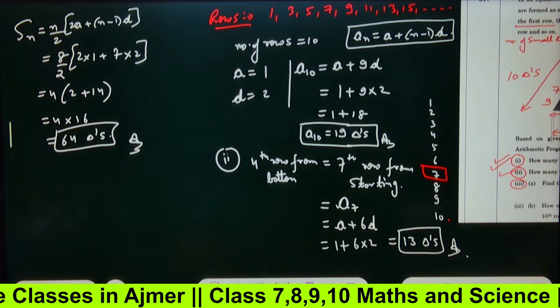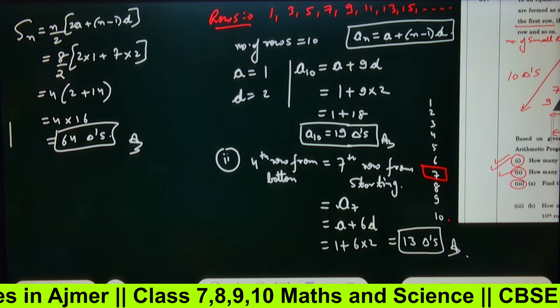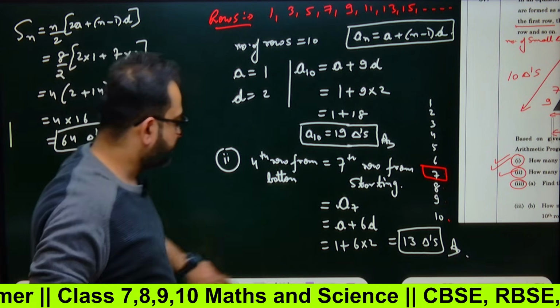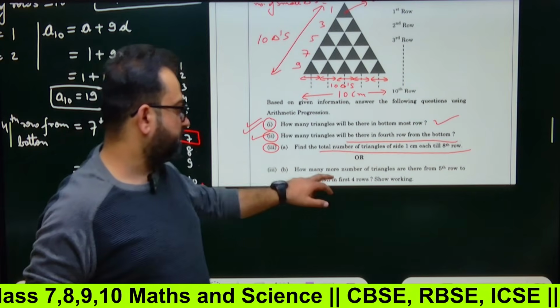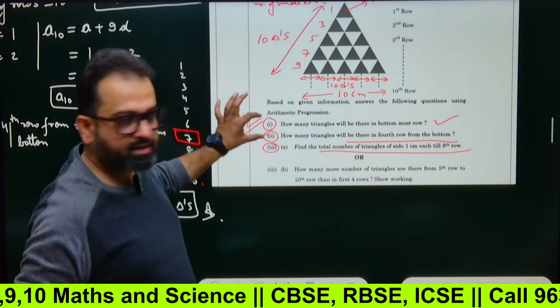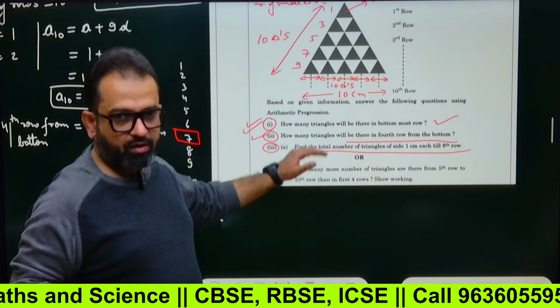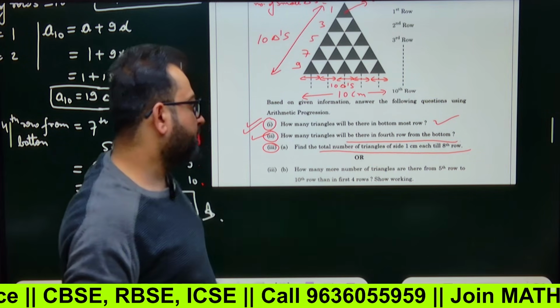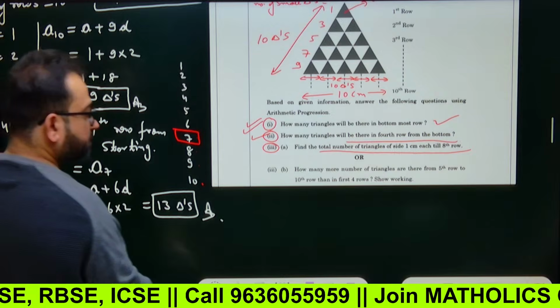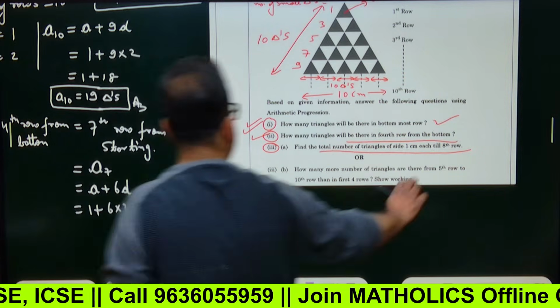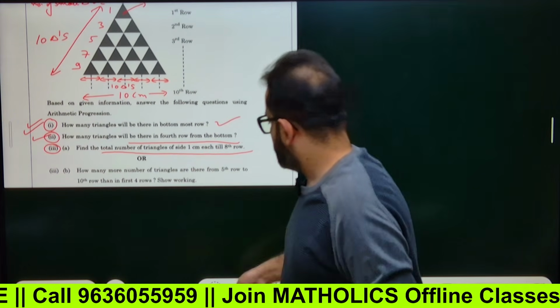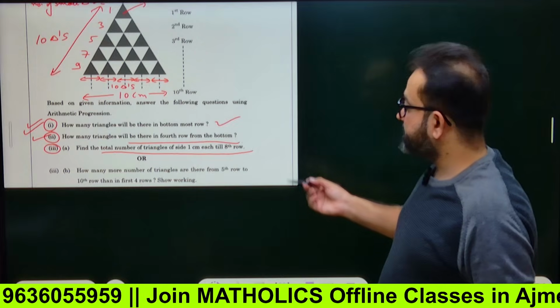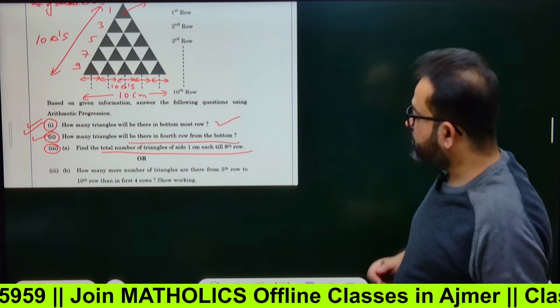Now, second part. Instead of this part, you can also do this part, or this part. These two parts are compulsory, but this part is an option for you. Okay, you can use this also. How many more triangles are there from 5th row to 10th row than in the first 4 rows? That means how many more triangles are there from 5th row to 10th row?